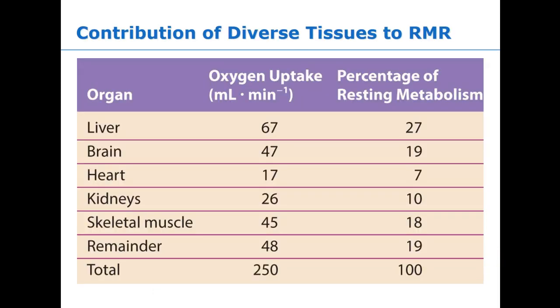This slide shows the contribution of the diverse tissues to resting metabolism, and you can see how involved the liver is. You'll notice that the liver requires quite a bit of energy for upkeep. Next on the list is a tie between the brain and pretty much your skeletal muscle, with your heart requiring very little.